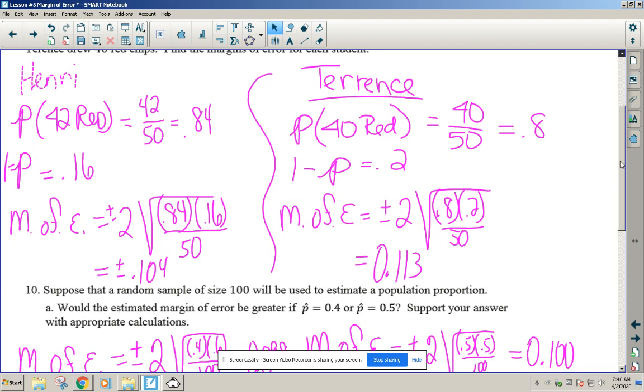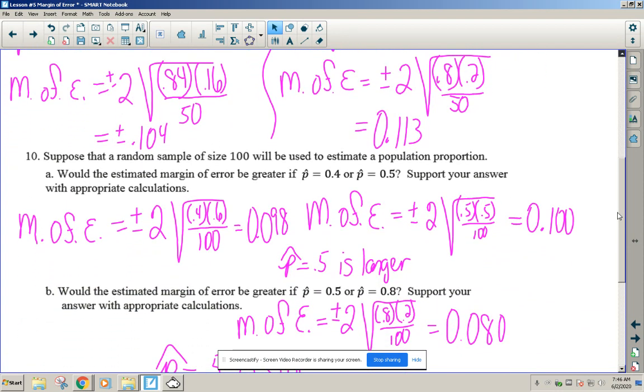Again, you should turn off the video and try this yourself with the formula. The margin of error for 0.4 would be 0.098, and the margin of error for 0.5 would be 0.100. The p hat of 0.5 has the larger margin of error. So the bigger the sample size, the more accurate your data. So your proportion of 0.4 was actually better than your 0.5.